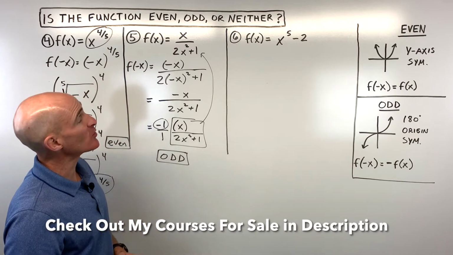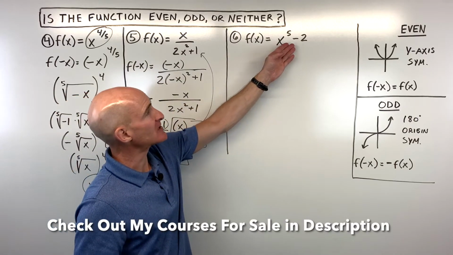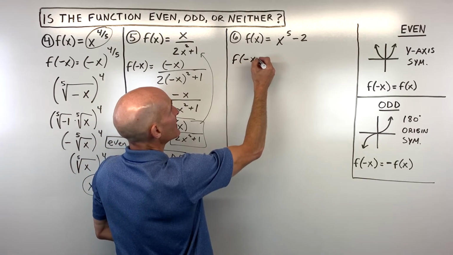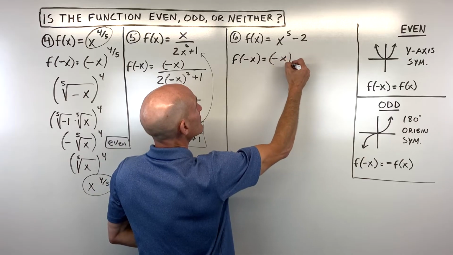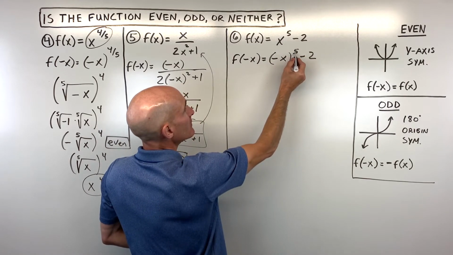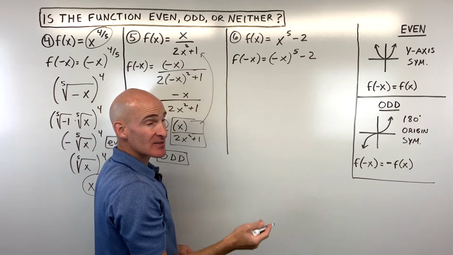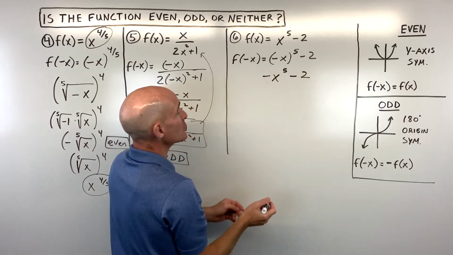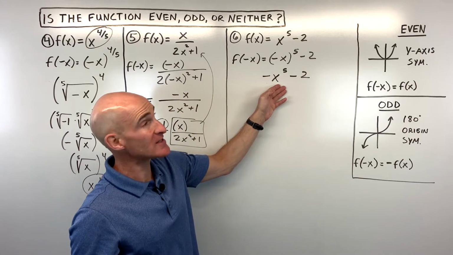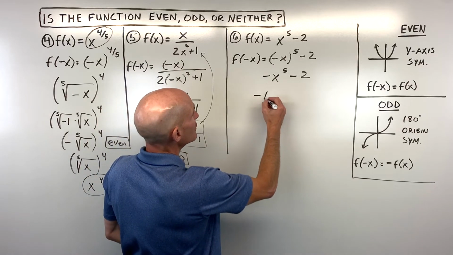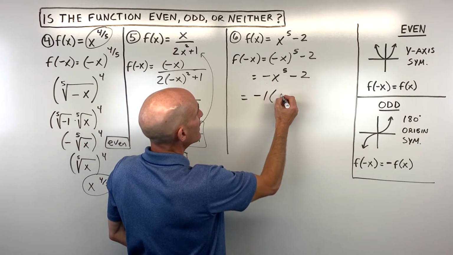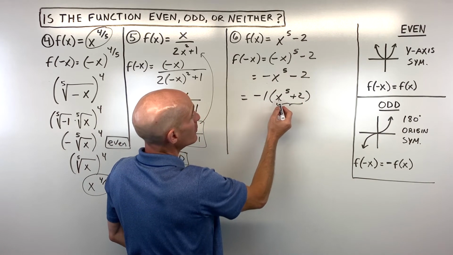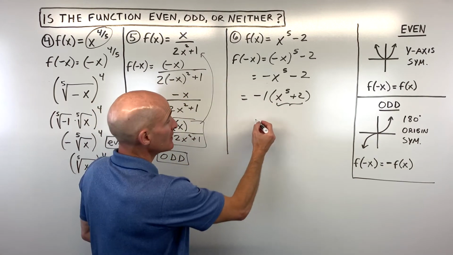Okay, and then number 6, what did you get for this one? f of x equals x to the 5th minus 2. Well, let's go ahead and do that same test. Let's replace x with negative x. A negative an odd number of times, a negative times a negative times a negative times a negative times a negative, would be negative x to the 5th minus 2. Now, does this match the original function? No, so it's not even. If we factor out a negative 1, does this match the original function? No, okay, so it's not odd, so this one would be neither.